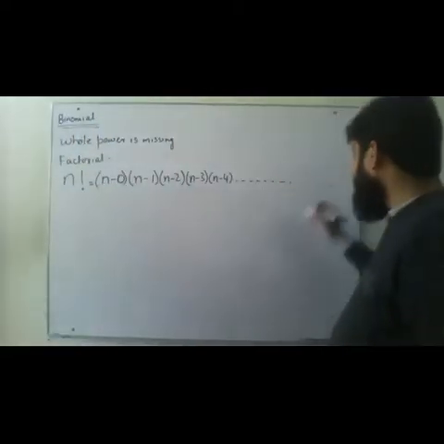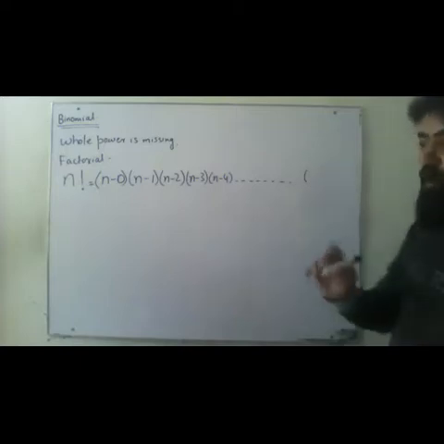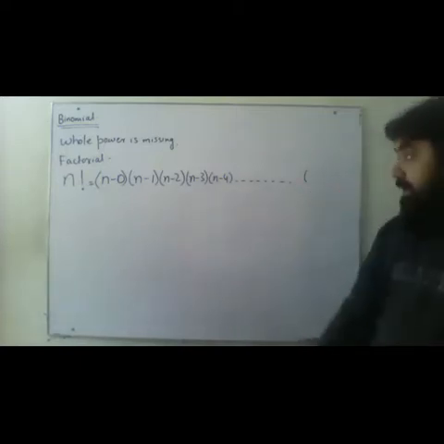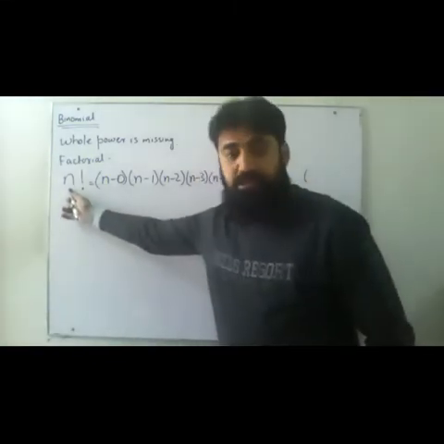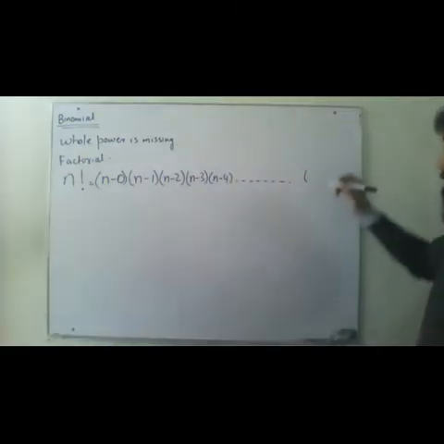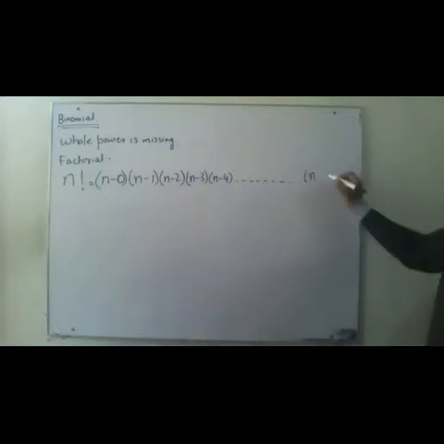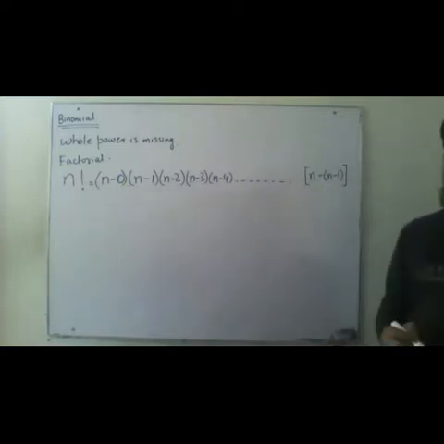Now, what about the last one? Last thing. The last one, what I have told you, is always one number less than your n value. So, how will I write it? n minus 1. That will be your last value in the factorial to get your answer.